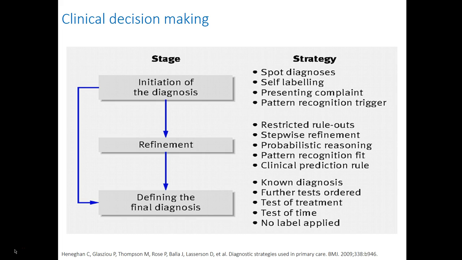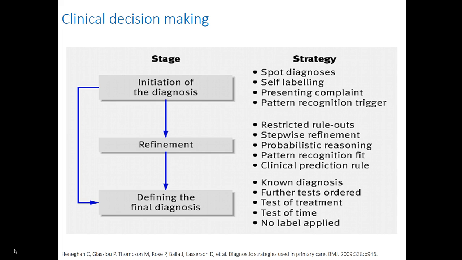This is an interesting slide from the work of Carl Hennigan and Paul Glasziou when they were at Oxford. It's looking at the stages of decision making in terms of making a diagnosis. So, for example, you may spot immediately what's wrong with the patient and label him as having had a stroke because of a hemiparesis or a herpes zoster because of the obvious rash, etc. Patients may diagnose themselves.